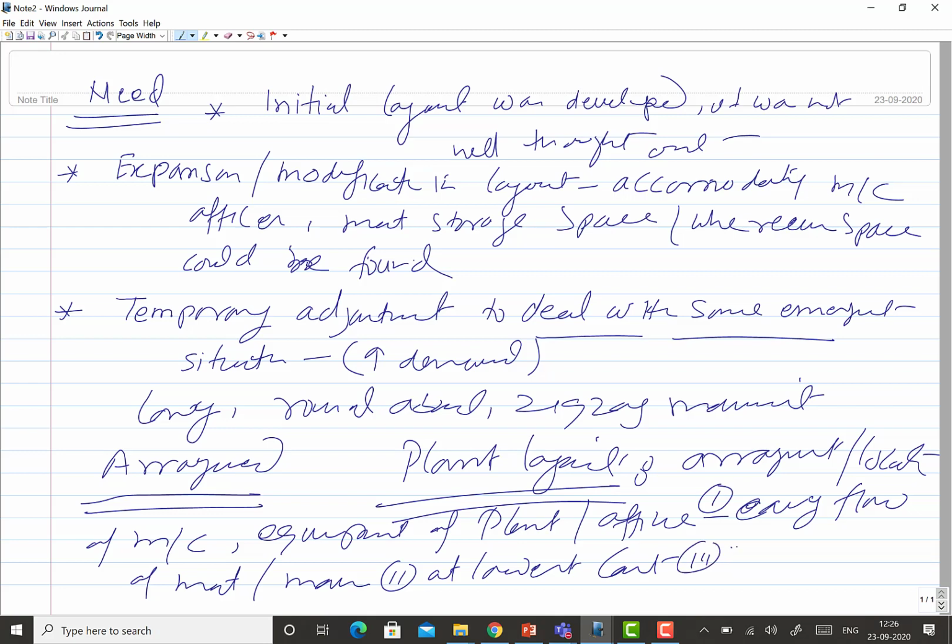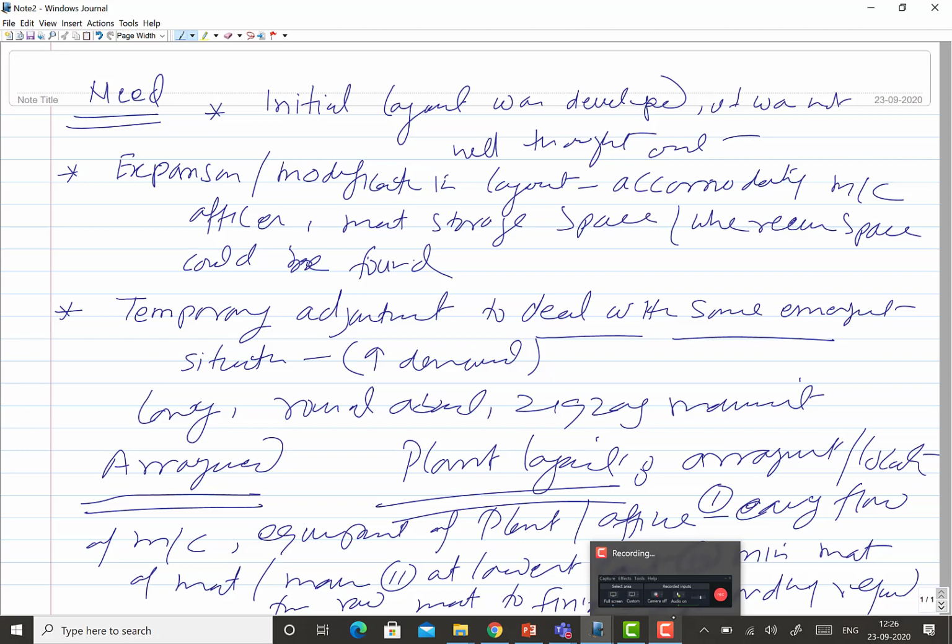third, minimum material handling requirement from raw material to the finished stage. So what it talks of is the arrangement of the various facilities in a setup in such a way that the flow is easy, happening at the lowest possible cost with the minimum possible material handling, right from the raw material stage to the finished product stage.